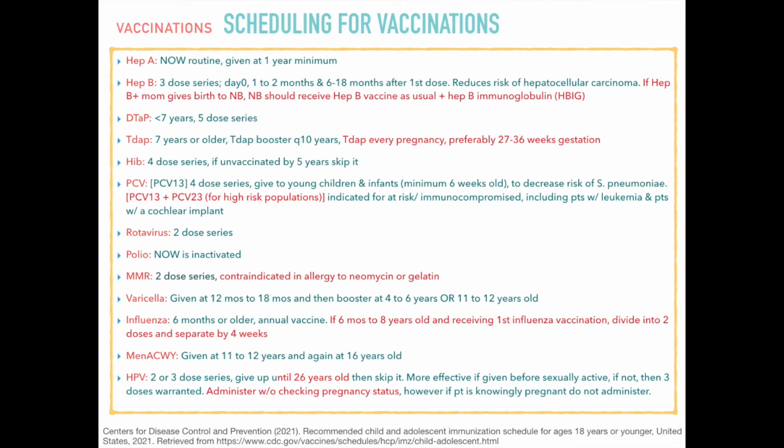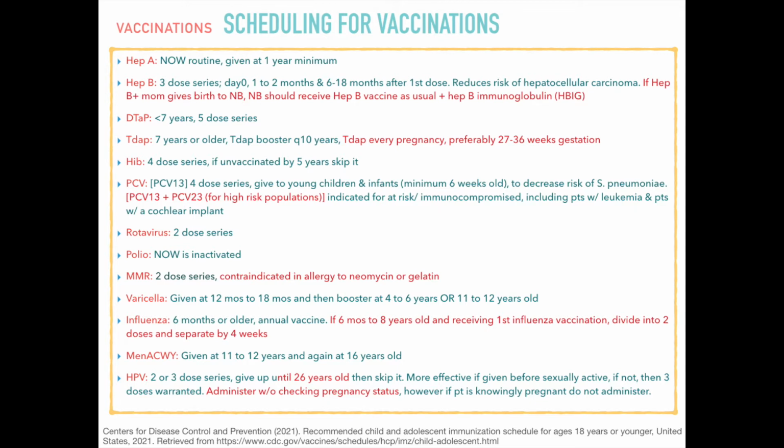For the pneumonia vaccine, there's the PCV13 and then PCV23. And it's important to know that there's a few things here that are important to note. One is that giving this vaccine helps to decrease the risk of strep pneumoniae, and this is important because this is a major cause for acute otitis media and pneumonia, obviously, in these populations.